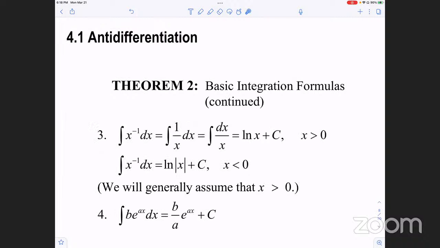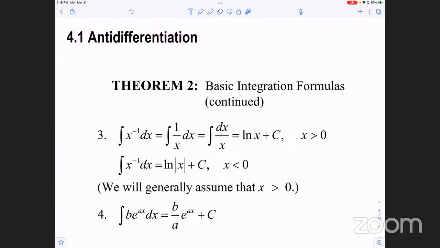Now if we're doing x to the power of -1, that's basically dx over x. The integral of dx over x is the natural log. That's a special case when we have x to the power of -1. Where the base is positive, this holds. If x is negative, then it's the natural log of the absolute value of x. That doesn't generally happen, where the base is negative.